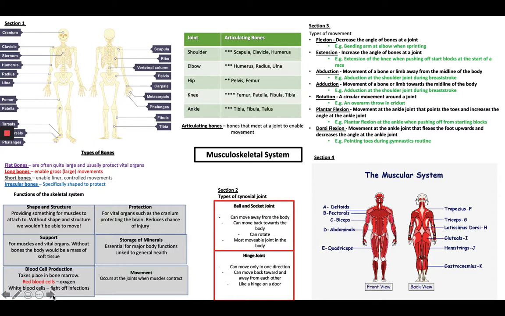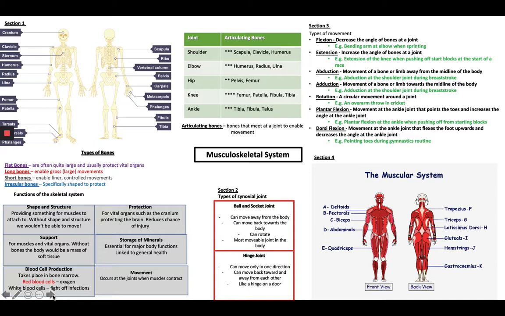Top middle, we have articulating bones. Now, articulating bones are bones that meet at a joint to enable movement. So at the shoulder, we have the scapula, the clavicle and humerus, and so on. Make sure you know these, okay? So when you move the shoulder, what bones are moving? When you move your elbow, what bones are working, and so on.